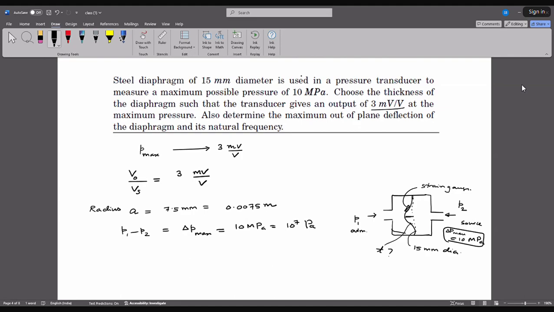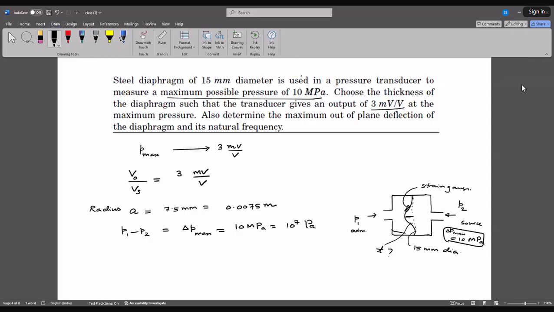Should it be P2 minus P1? So it says it measures a maximum possible pressure of 10 megapascal. So that is the transmembrane pressure, the pressure jump across the membrane, which is P1 minus P2. That is delta P.